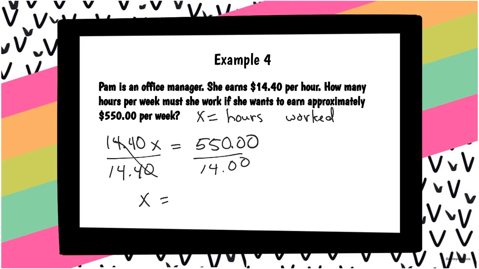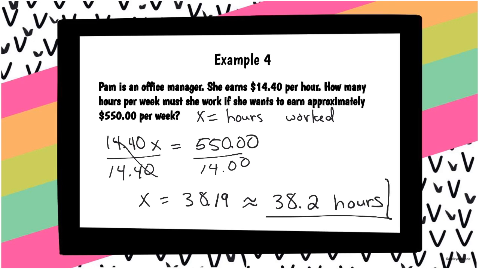Which tells us that X equals 38.19, but let's go ahead and round that up to 38.2. So round up to 1 decimal. So Pam needs to work 38.2 hours in order to get $550 per week.